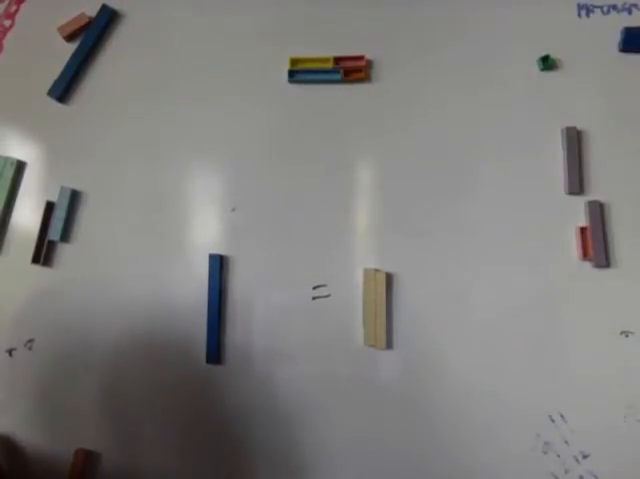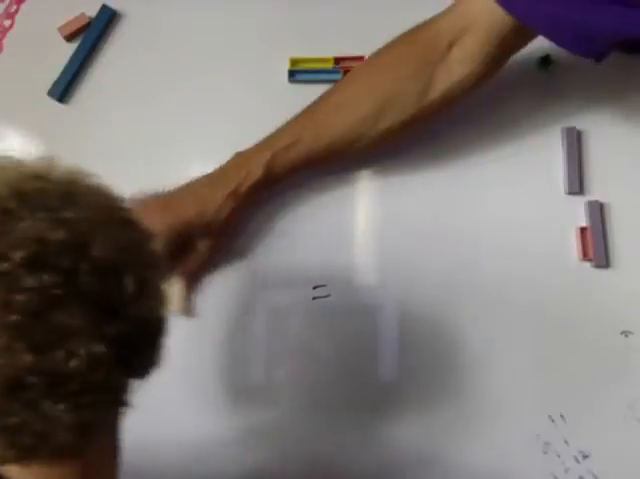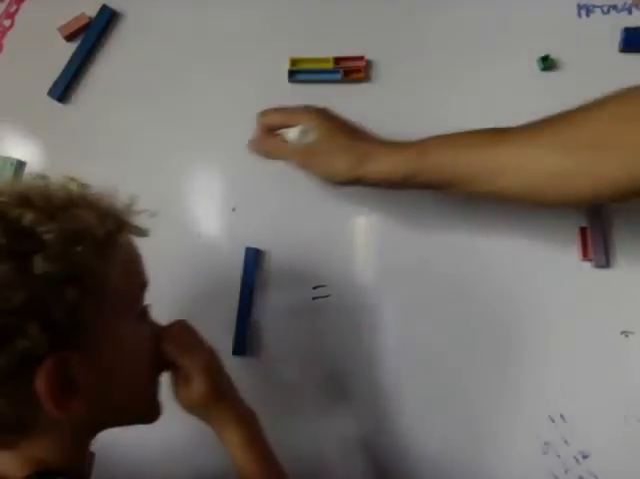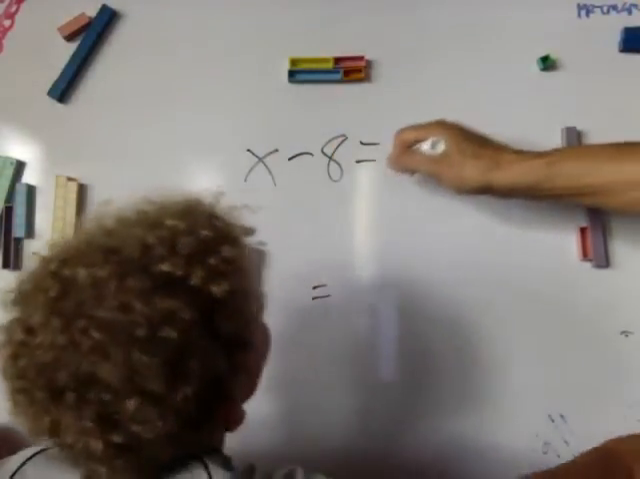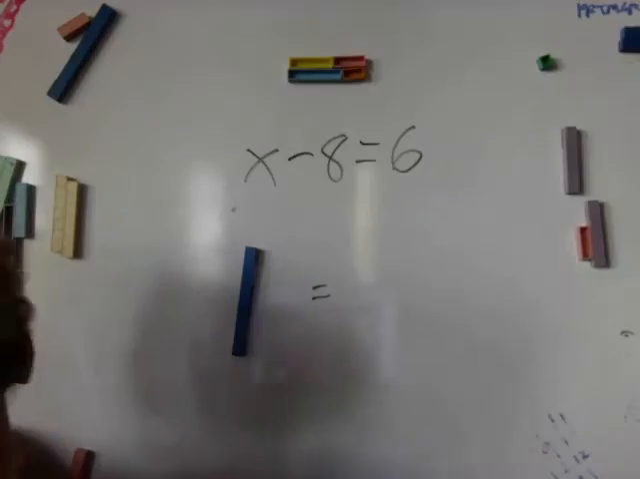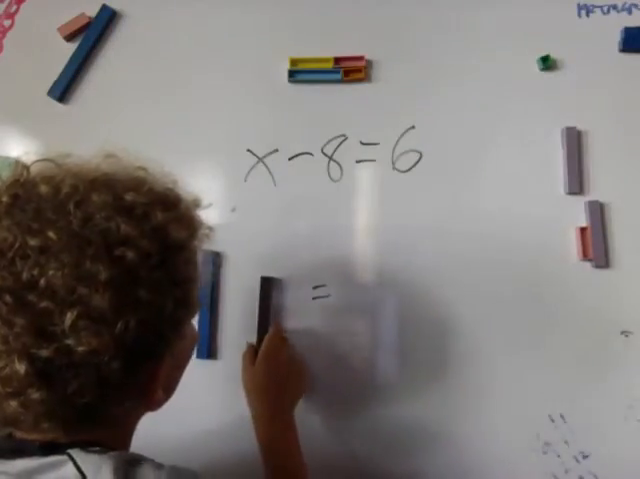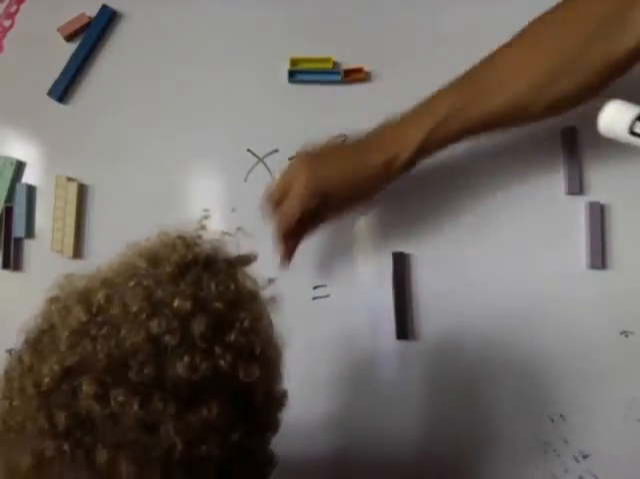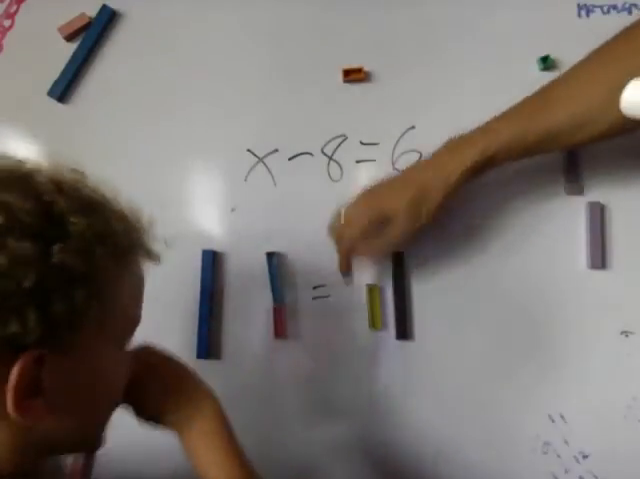Mine was x minus 8 equals 6. So here, I'll draw it real quick. I'll make symbols. X minus the 8 is the same thing as 6. Negative 8. Okay, we make a negative 8. Well, let's put this 8 over here. How about a negative 3 and a negative 5? I agree. Bam, and bam, and then we can make an 8 with a 4 and a 4.